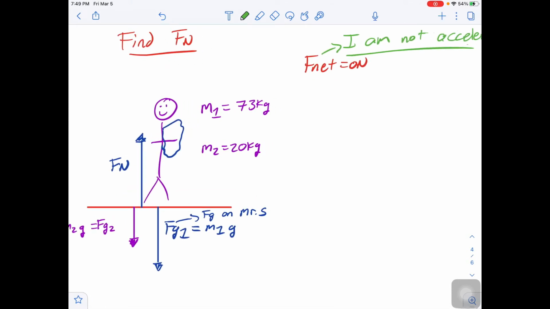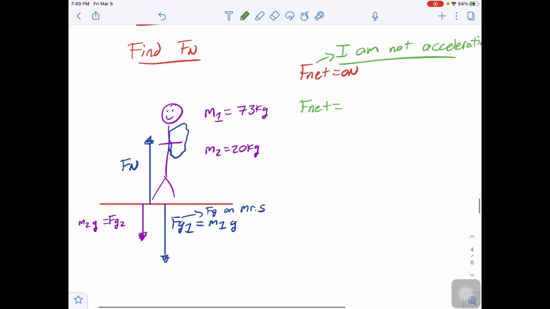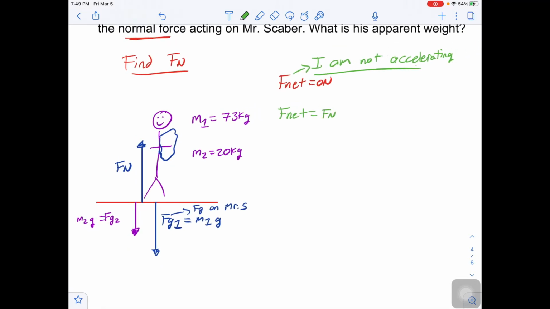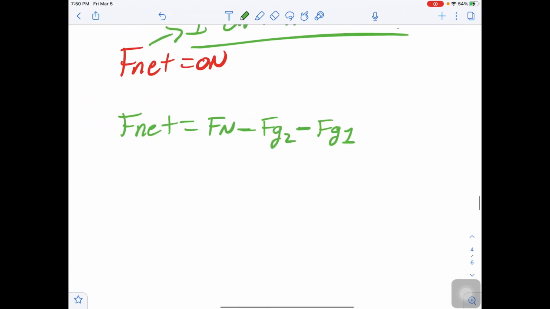So now in this part, let's create the sum of forces. So my normal force is opposing my two forces of gravity. So I'm going to add the force of gravity 2. No, I'm not going to add, I'm going to subtract because it's going in the opposite direction. Sorry about that. So again, net force is directed upwards, the force of gravity is directed down. Along with that, my force of gravity on myself is going down. So now I have an equation that I can start determining my normal force.